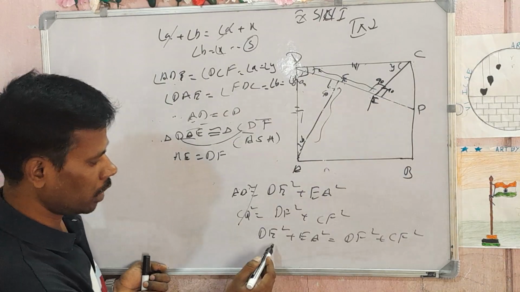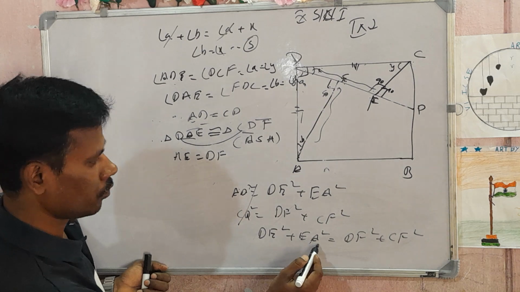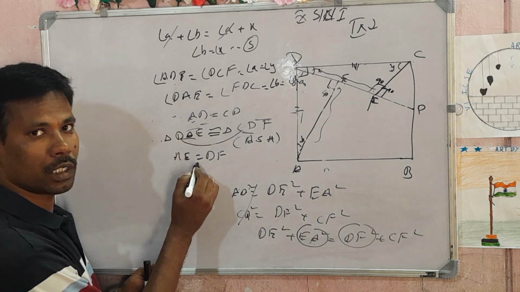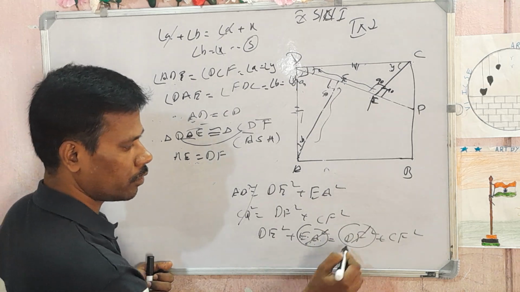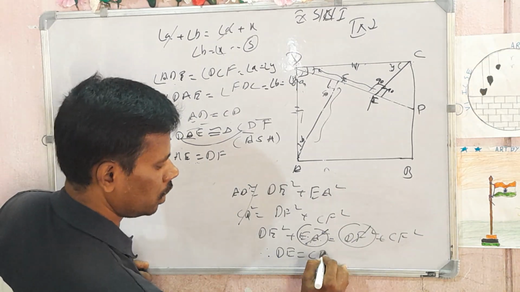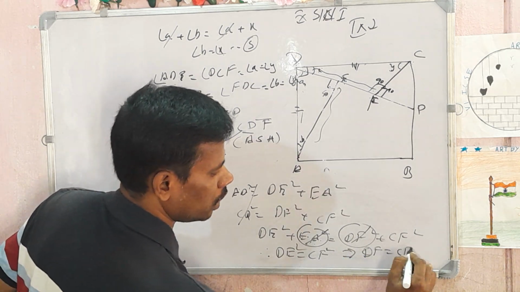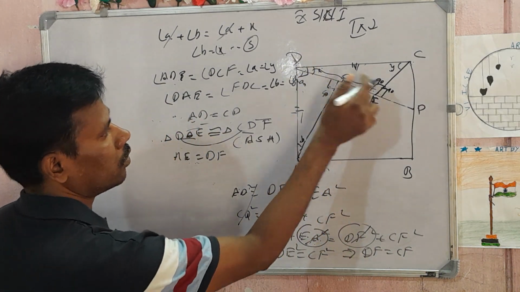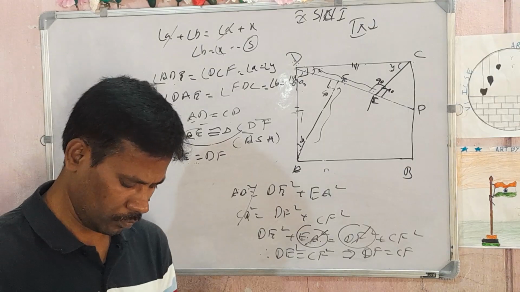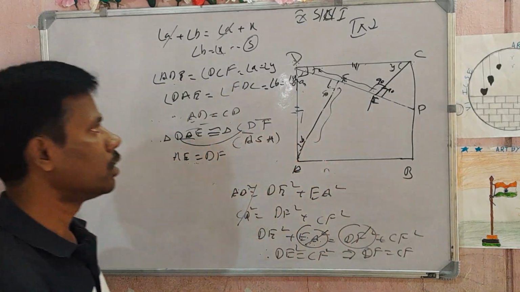But AE is equal to DF. See here, AE square is equal to DF square. Therefore, DE square is equal to CF square. That implies DE is equal to CF. Therefore, DE is equal to CF. That is only what we have to prove. Hence the theorem. So it's very lengthy.